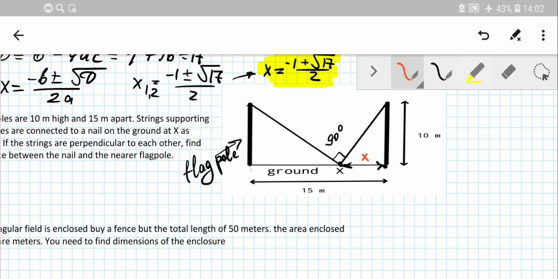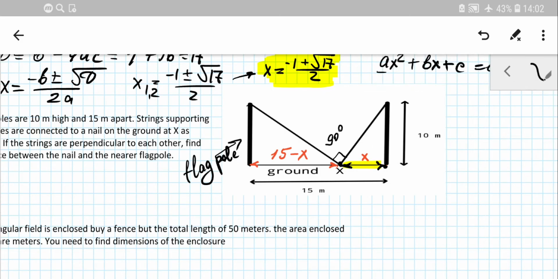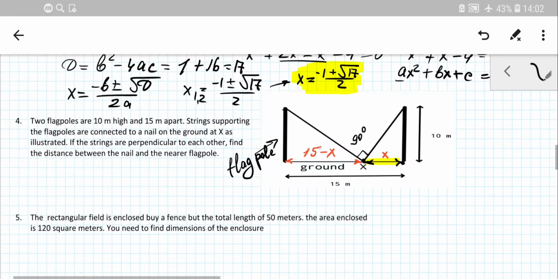So we know that the distance to the other flagpole is simply 15 minus x, right? The whole distance, and we subtract this segment from the 15. That's why we've got 15 minus x. Of course, we can use another variable, like y, and then express y through 15 minus x, but if you can't do it from scratch, just do it.